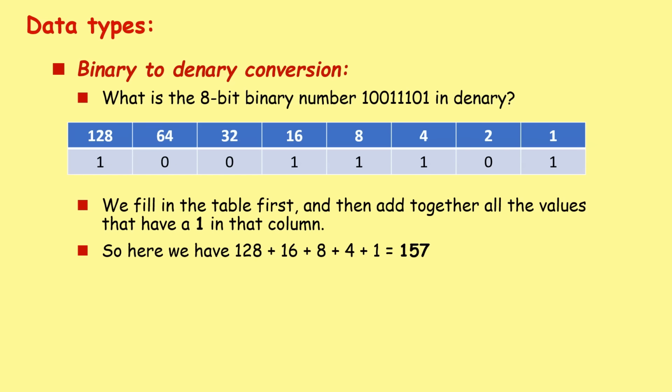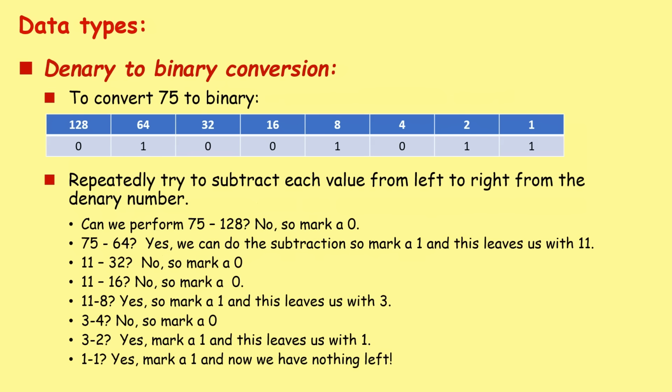Please don't get the values in the table the wrong way around. I've seen that happen more than once. Don't be that student. To go the other way, from denary to binary, essentially we're kind of reversing the process.